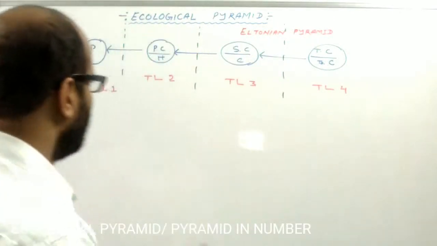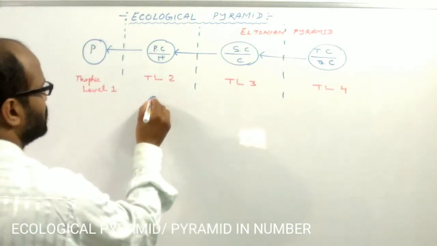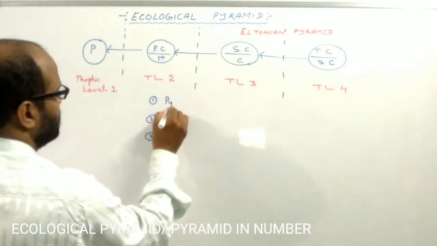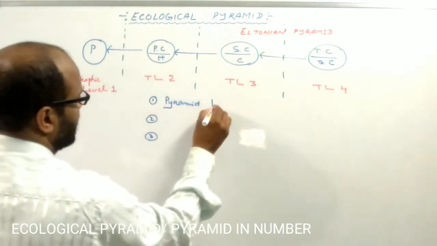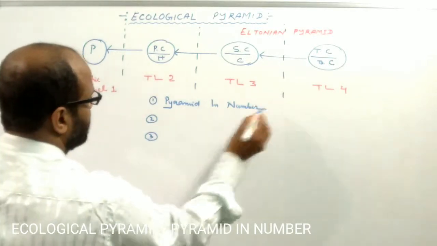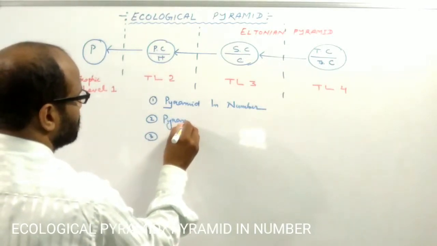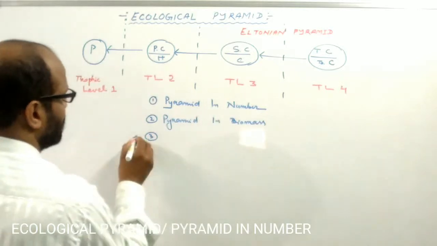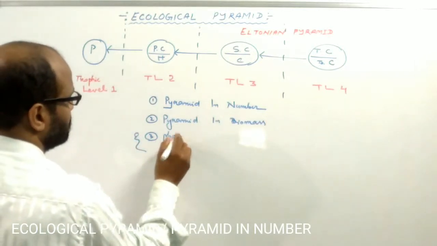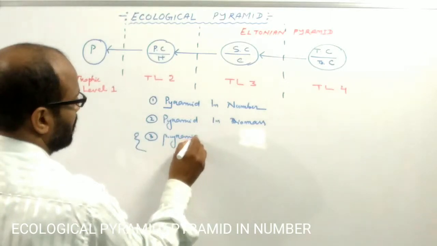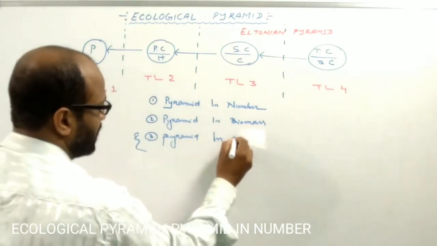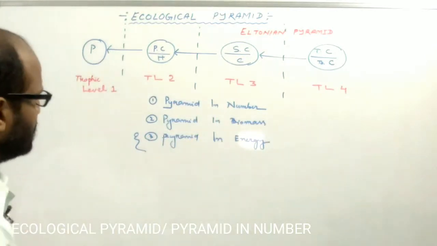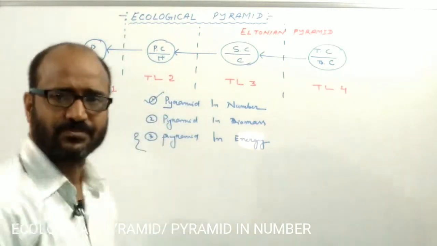Such ecological pyramids are actually of three types. One is the pyramid in number, another is the pyramid in biomass, and another is the pyramid in energy. So let's start with the pyramid in numbers.